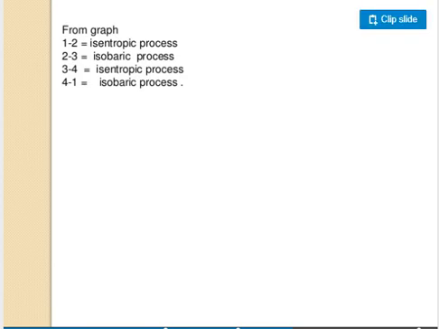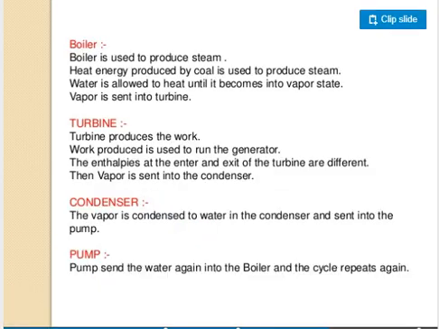Then from the graph we can conclude what is the meaning of 1 to 2, 2 to 3, 3 to 4, 4 to 1. 1 to 2 is an isentropic process, 2 to 3 is an isobaric process, 3 to 4 is an isentropic process, and 4 to 1 is an isobaric process. Then we discuss the main functions that occur in the different sections of the Rankine cycle.